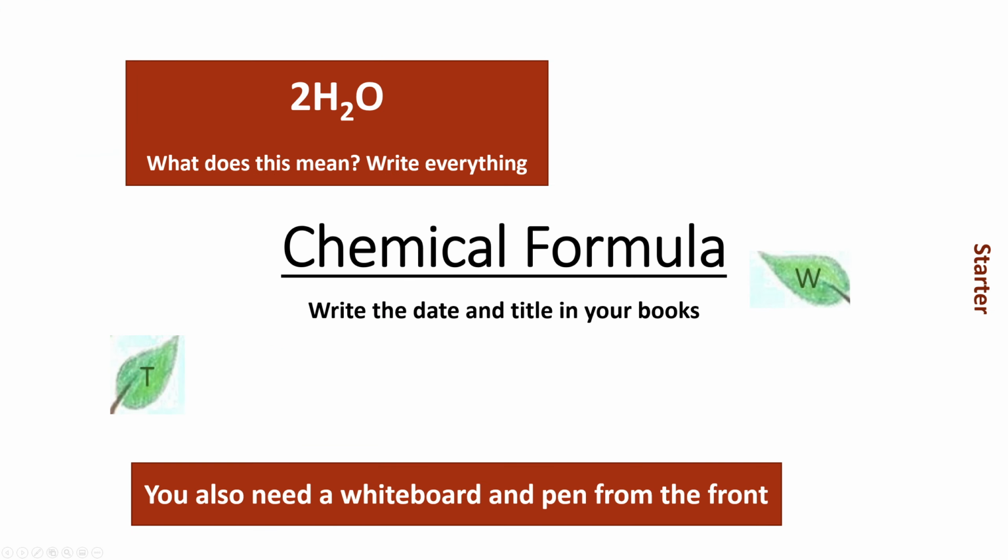So, first part of today. What does this mean? Write everything. Well, hopefully we know that H and O are different elements. Hopefully we know what the numbers mean as well. So let's start. H, well, this is an element called hydrogen. O, this is an element called oxygen. And you could find that on your periodic table.